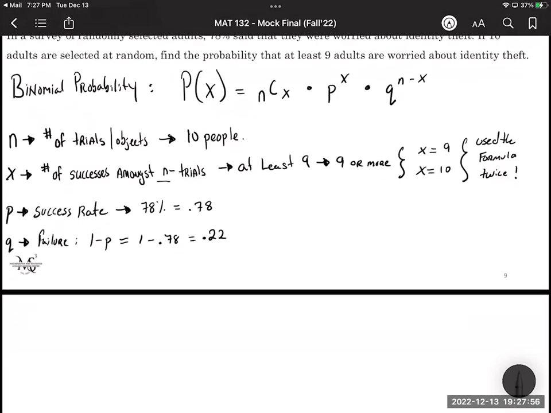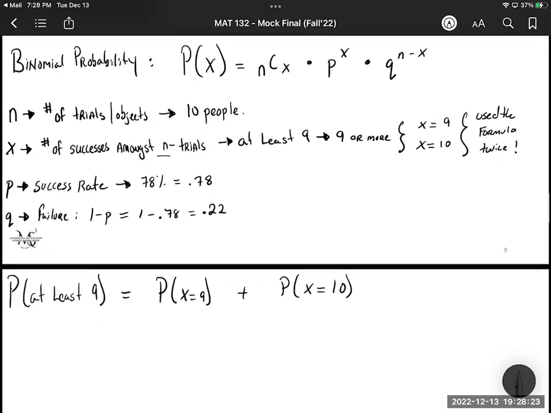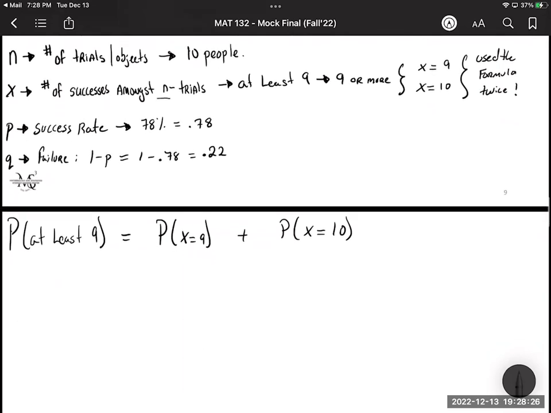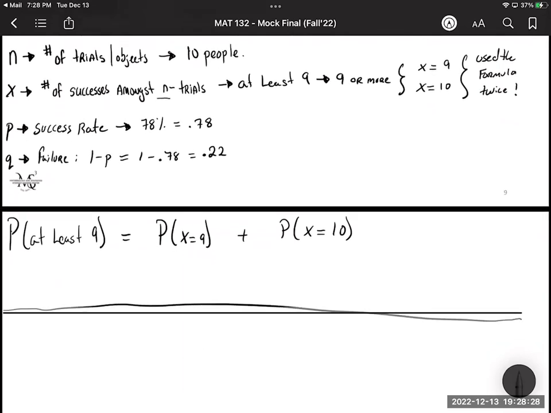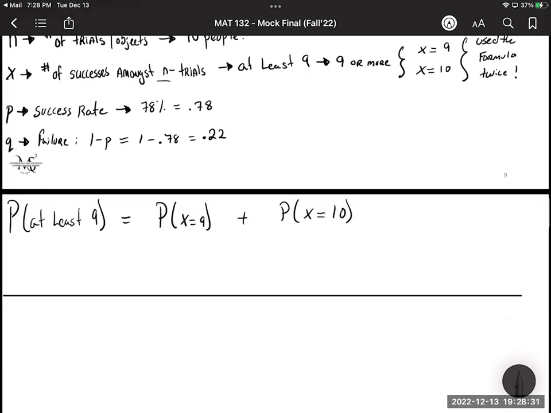So this problem asks us to find big P, the probability of at least 9. This is equal to the probability that x is equal to 9 plus the probability that x is equal to 10. I have to use the formula two times because there were two values of x. So I'll come back to this, and let's just do the computation separately.